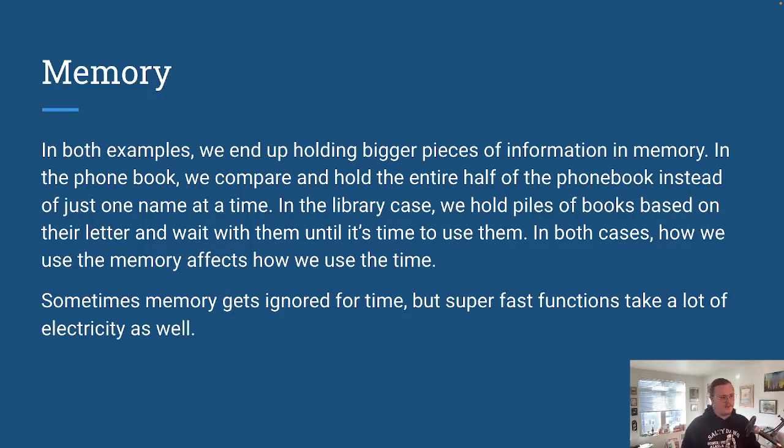So in both examples, we end up holding bigger pieces of information in memory. In the phone book example, we compare and hold the entire half of the phone book instead of just one name at a time. In the library case, we hold piles of books based on their letter and wait with them until it's time to use them. In both cases, how we use the memory affects how we use the time. Sometimes memory gets ignored for time, but super fast functions take a lot of electricity as well. So that's just another thing to think about. Google's carbon footprint is not good, for example.